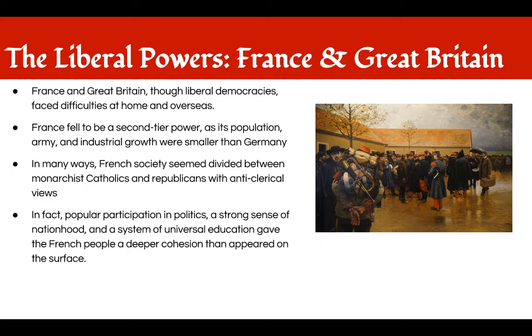The two great liberal powers in Europe were France and Great Britain. But France now became basically a second-rate power in Europe. Its population and army were smaller than those of Germany. Its rate of industrial growth was lower than that of Germany. So it seemed that French society was divided between old monarchists who were usually Catholics and religious, and then Republicans, kind of liberals with anti-clerical views. But in fact, because they had a lot of people participating in politics, there was a strong sense of nationalism, and the system of education in France gave people a very close cohesion and a French identity.